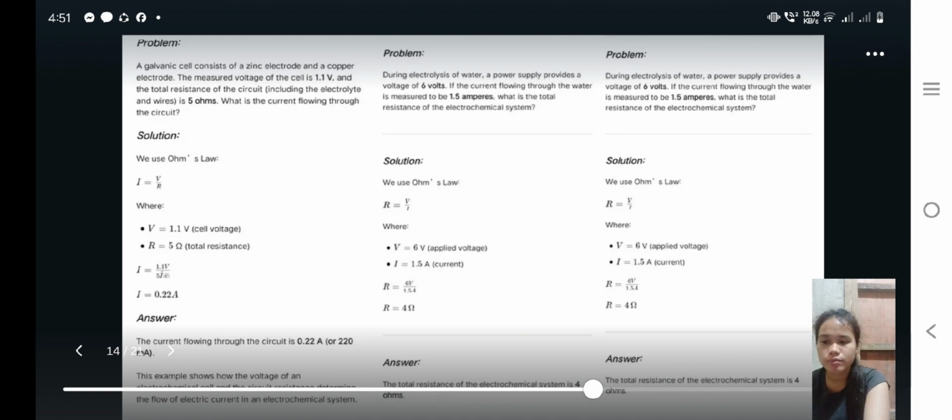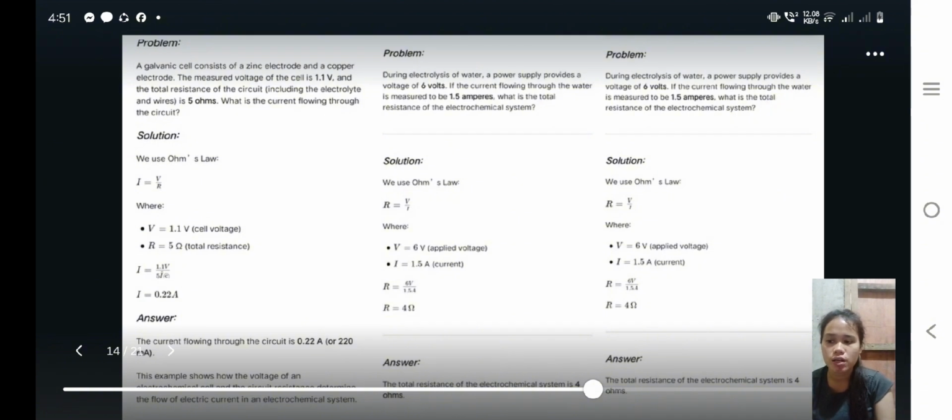Right? So the next problem is finding the resistance. So here's the problem. During electrolysis of water, a power supply provides a voltage of 6 volts. If the current flowing through the water is measured to be 1.5 amperes, what is the total resistance of the electrochemical system? So the R is missing. So R equals V over I. Just divide it and you can get the answer.